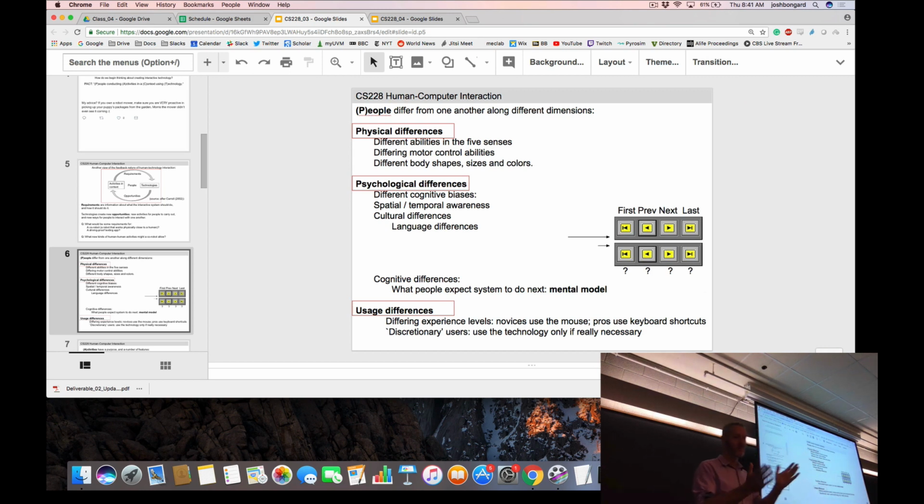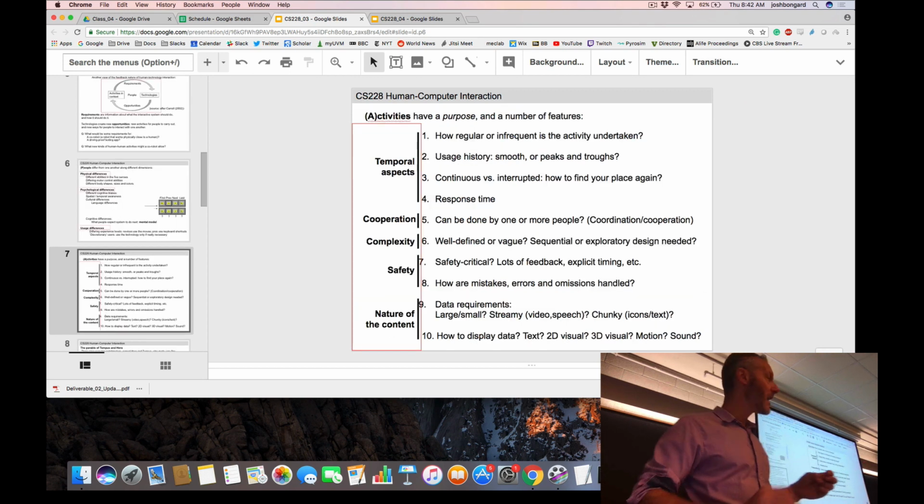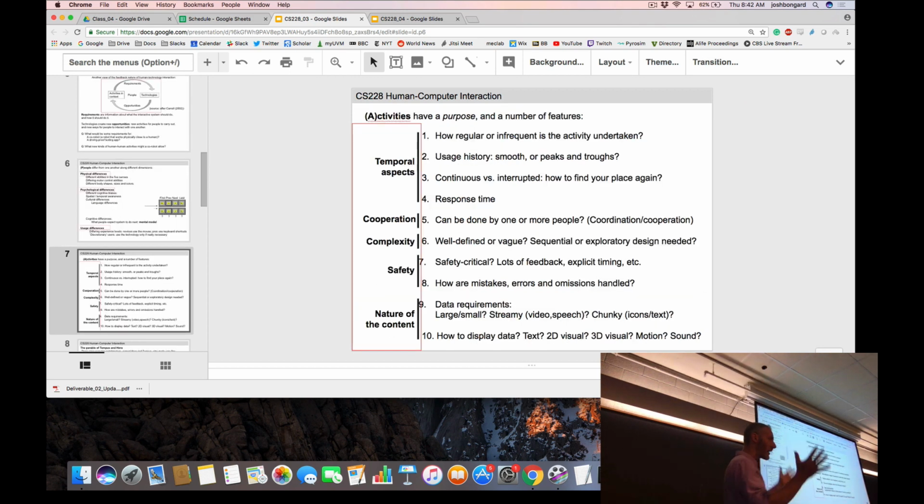Of course, people are complex and differ in lots of different ways. We need to think about the technology we're creating. Does this support people that have physical differences, psychological differences, cultural differences, usage differences? They're novices or experts or power users. And then we ended last time by starting to unpack what we mean about an activity. So what exactly are the users doing with this technology?